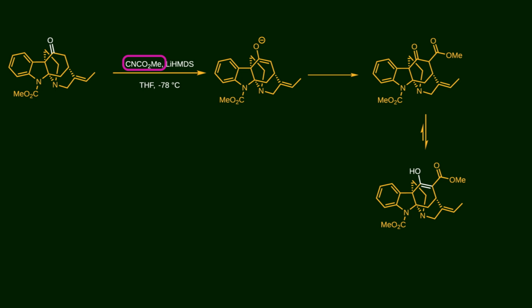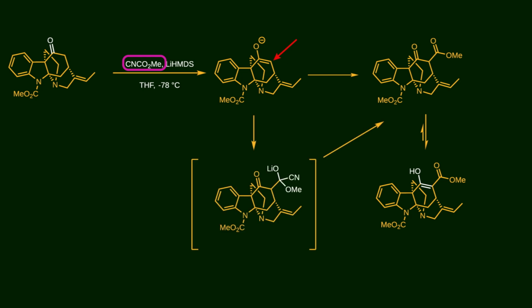Notice that the product exists in the enol form. The use of methyl cyanoformate allows for selective C-acylation to give the beta ketoester. This reaction proceeds via an aldol type intermediate which collapses upon workup to furnish the product.